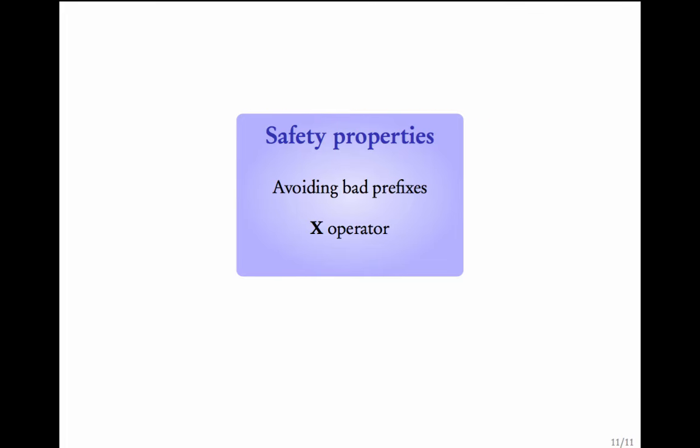In this module, you just need to remember that safety properties are properties which avoid bad prefixes. They contain all words that avoid some bad prefixes. These properties can be used to check that something bad never happens. A very useful operator for such properties is X, where X can be used to go to the next step.